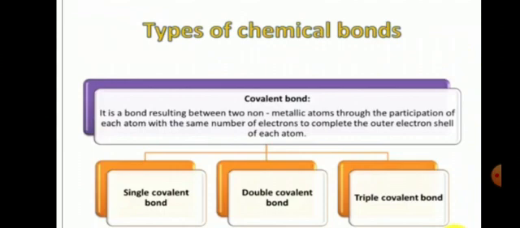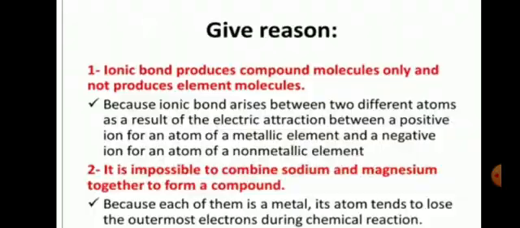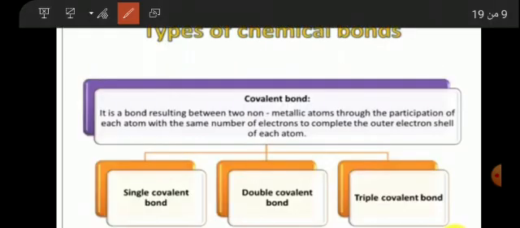and now let's talk about the second type of bonds, covalent bond. Covalent bond is a bond which is formed between two non-metals. Between what? Two non-metals. I was saying that the ionic bond is formed between two different ions, a positive ion and a negative ion, from a metal and a non-metal.